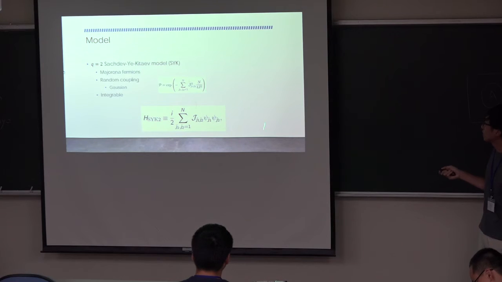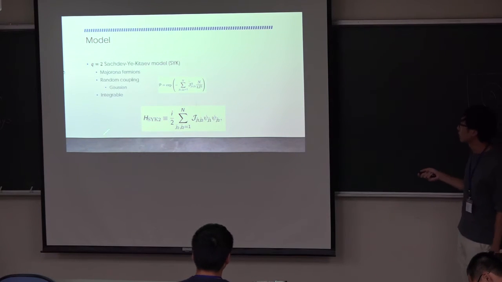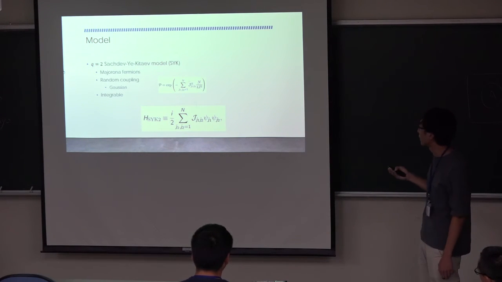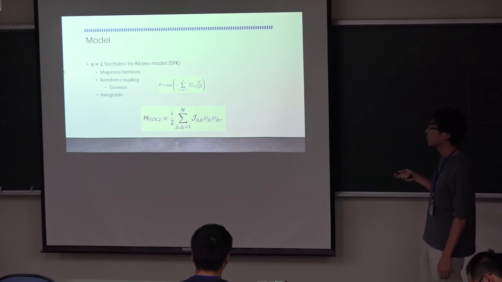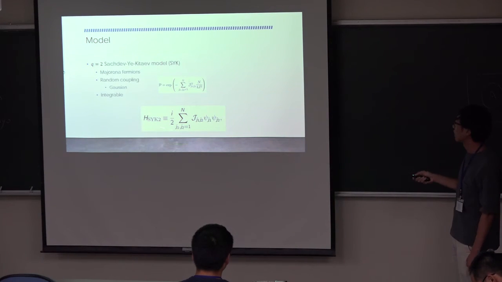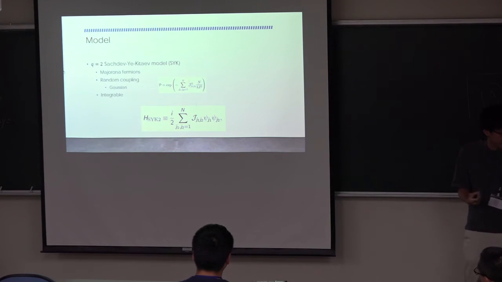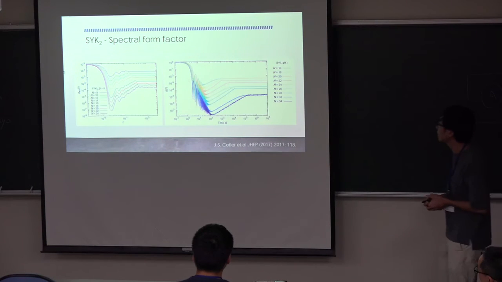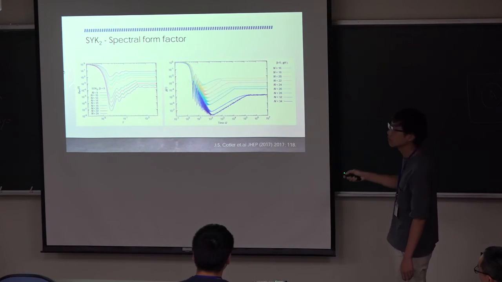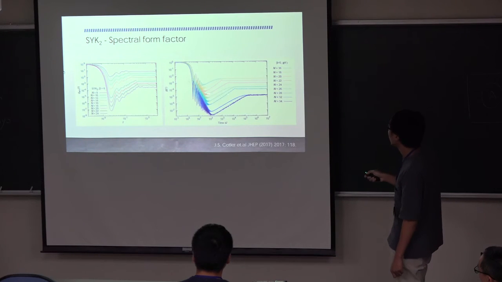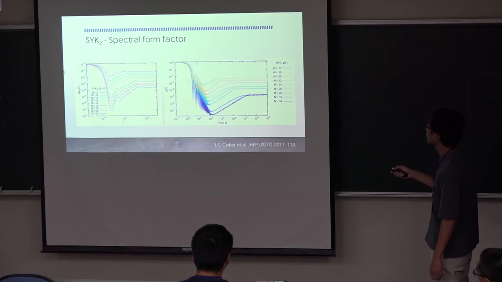So we would like to compute the spectral form factor or some relevant quantity and see what is the difference between the spectral form factor coming out from these integrable models and the SYK4 model, which is chaotic. So the left-hand side is the result from our computation, and the right-hand side comes from the SYK4 model's computation, from this paper. So let's first look at the SYK4 result.